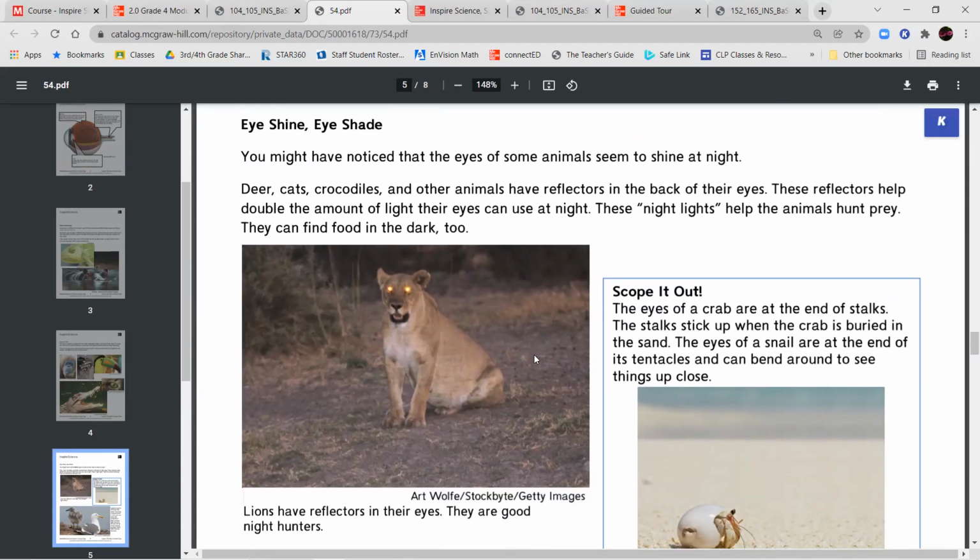Eye shine, eye shade. You might have noticed that the eyes of some animals seem to shine at night. Deer, cats, crocodiles, and other animals have reflectors in the back of their eyes. These reflectors help double the amount of light their eyes can use at night. These night lights help animals hunt prey. They can find food in the dark too.